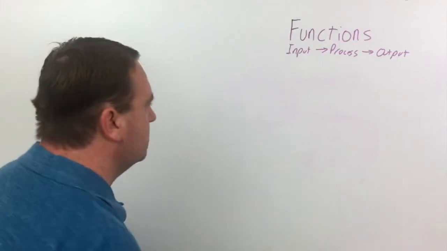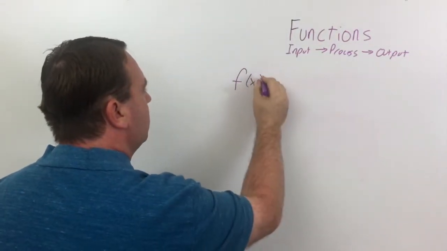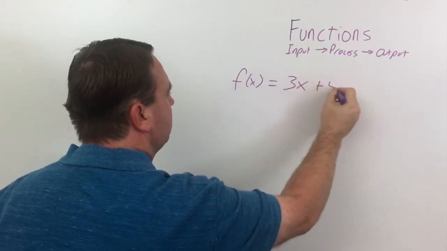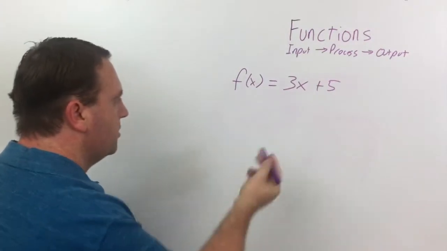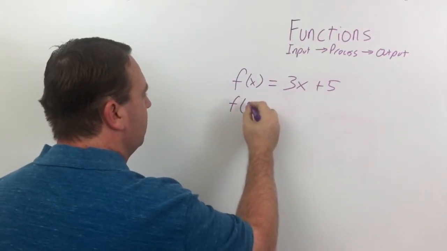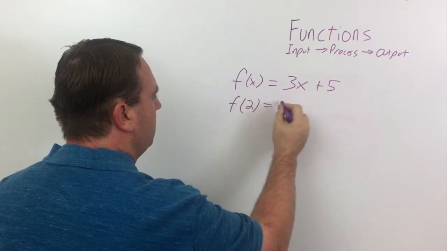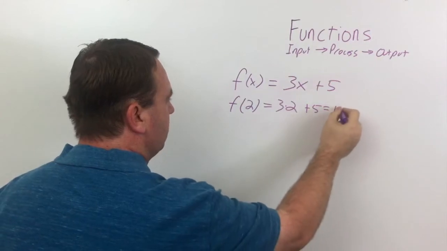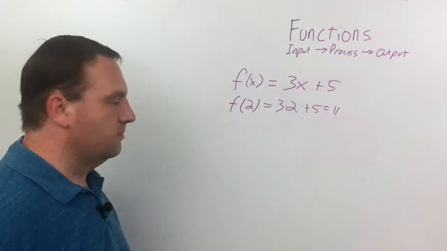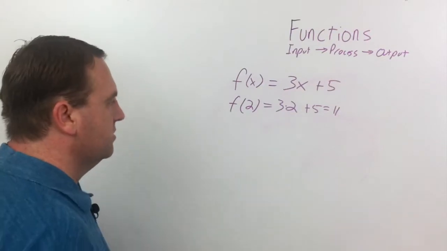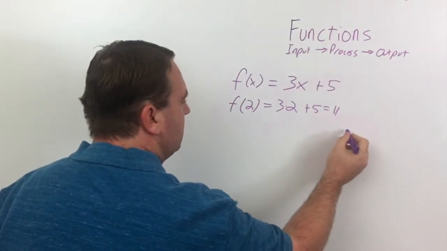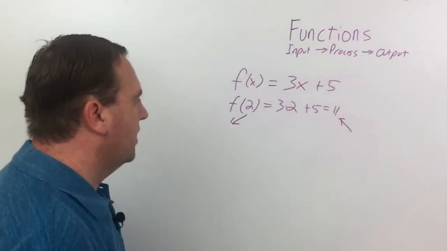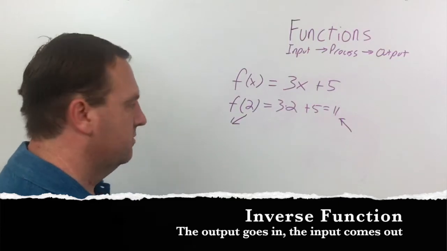Well, let's say that we had a function f of x equals 3x plus 5. Let's say I put a 2 in. So I say f of 2 gives me 3 times 2 plus 5, which is equal to 11. What I want is to find a function that if I give it 11, it'll spit back 2. That is known as the inverse function.